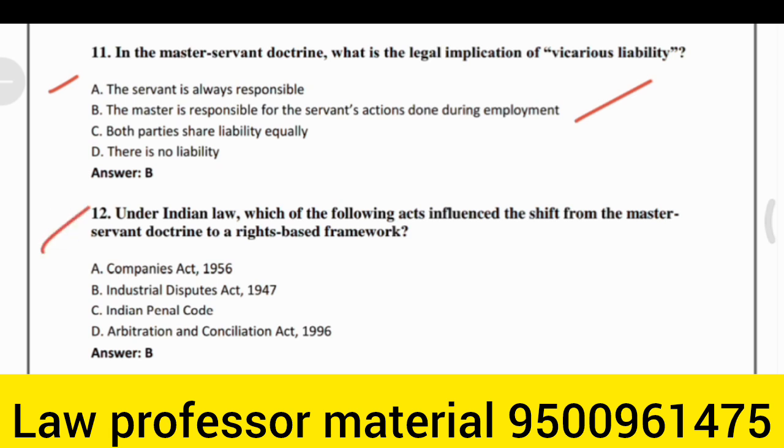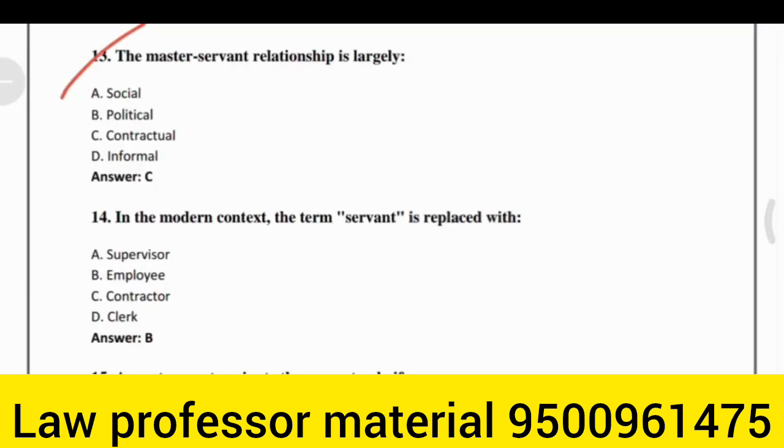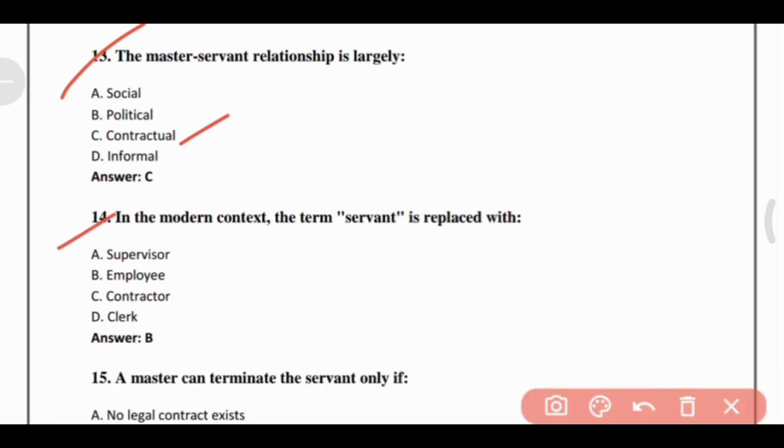Under Indian law, which of the following acts influenced the shift from the master servant doctrine to a rights based framework? Option B, Industrial Disputes Act 1947. The master servant relationship is largely option C, contractual. In the modern context, the term servant is replaced with option B, employee.